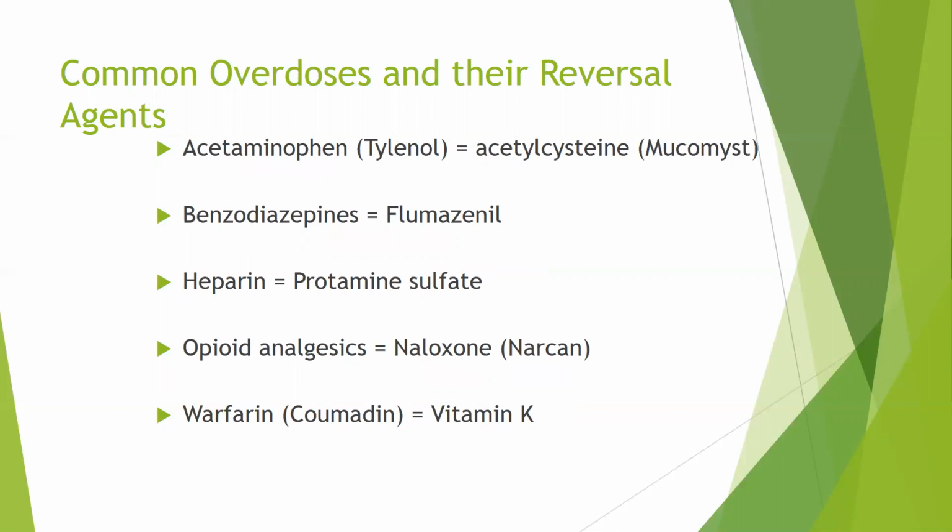Reversal agents are commonly used for certain medications in order to counter the effects of the medication overdosed on. We will talk more about the mechanism of action of these drugs as we examine the drug classes later on in the course. But here are just a couple of examples of the medications that we may give if a patient has overdosed or has become toxic in the levels of medication.